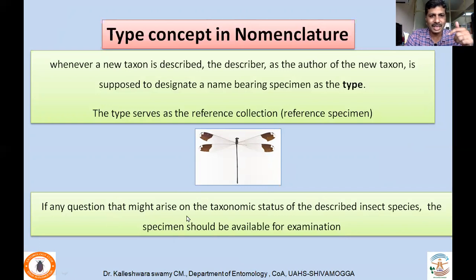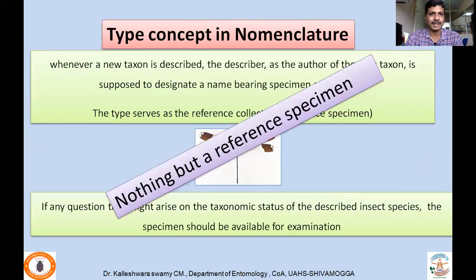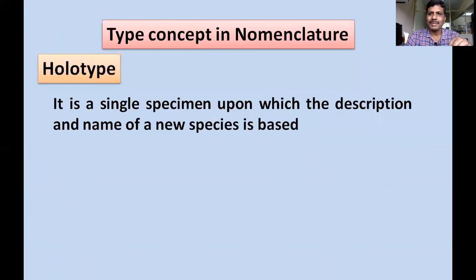If any question arises on the taxonomic status of the described insect species, the specimen should be available for further examination. That's why that reference specimen should be deposited in some recognized laboratory. That's where the type concept is very important in nomenclature. It's nothing but the reference specimen. But there are different types within the types, the reference specimens I was talking about.